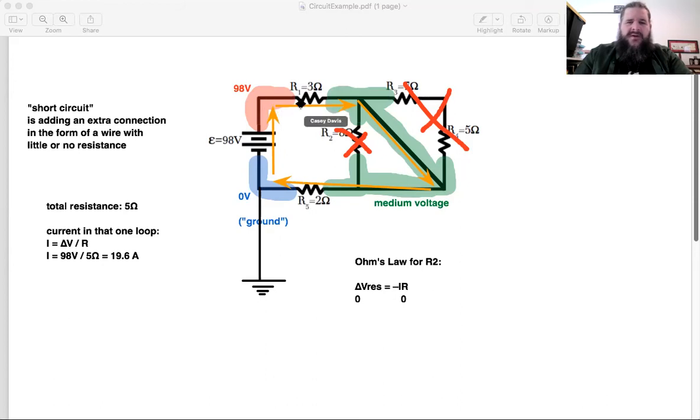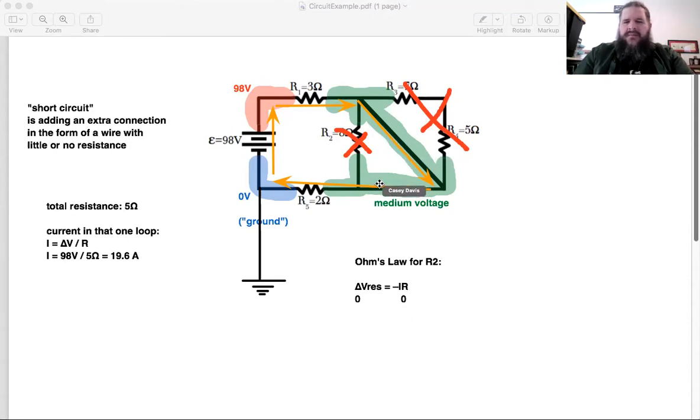So if R1 and R5 were light bulbs, what would we observe about those light bulbs? Yeah, they're going to be brighter. They're getting more current, so they're going to be brighter. And the other resistors that got bypassed are going to just go completely dark.